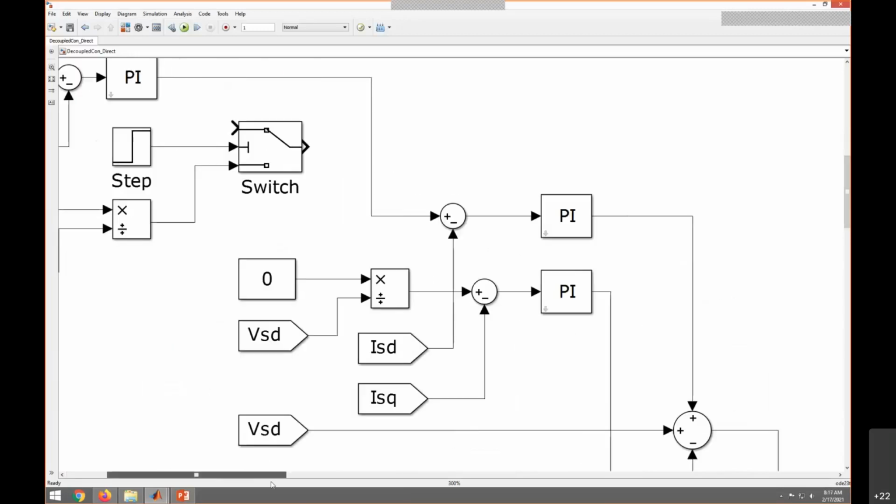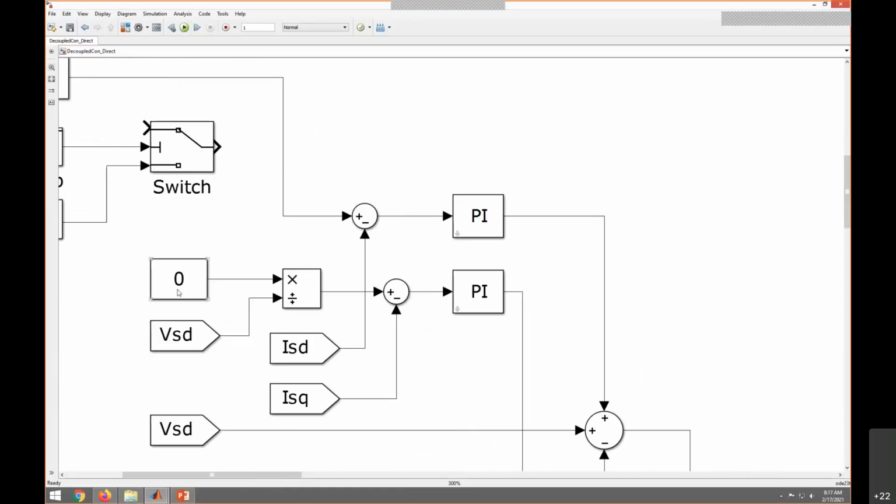Similarly, to generate IQ star, we need to obtain the reference IQ star, so we compare with 0. That is the reactive power reference. The actual reactive power formula is VSD into ISQ. That will be the reference reactive power. We divide this one, and this gives you the reactive component.